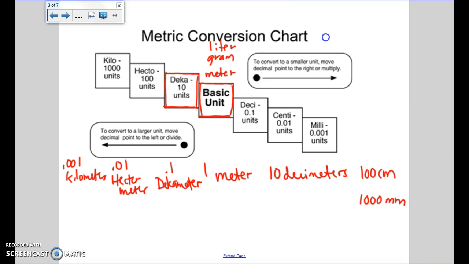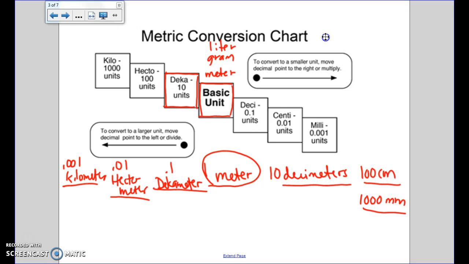So the prefix is what really determines that. It's kind of confusing the way they put it, but I like to think of it this way as well. 1 meter is worth 10 of these, or 100 of these, or 1,000 of these, or 1/10 of that, 1/100th of that, 1/1,000th of that. So you can think of your chart either way. 10 millimeters makes a centimeter, 10 centimeters makes a decimeter, 10 decimeters makes a meter, 10 meters makes a deca, 10 decas make a hecto, 10 hectos make a kilo.